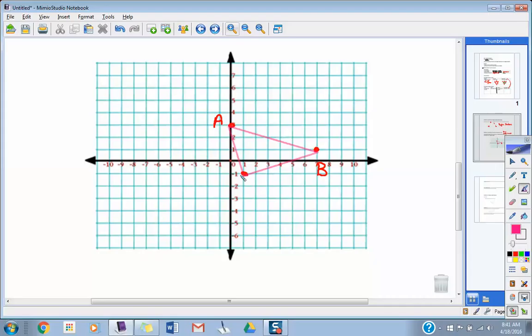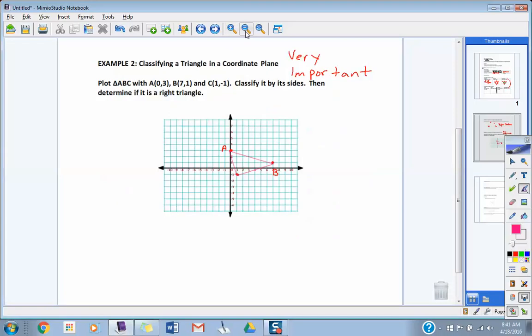Okay, get your triangle plotted in there first. Now, what I want to be able to do is look at this triangle and say, well, we've plotted this. And it says, first of all, classify it by what, guys? Classify it by sides. And then determine if it's also a what? Okay, let's worry about this side thing first.